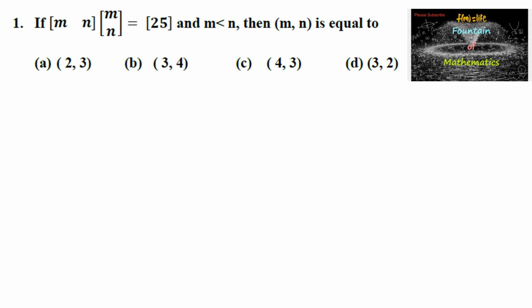If a row matrix Mn of order 1 by 2, and the column matrix of order 2 by 1, gives a single 1 by 1 matrix with element 25, where m is smaller than n, then (m, n) is equal to. So here we have the multiplication of matrices, a row matrix and a column matrix, and we can see that the multiplication is possible, 1 by 2 and 2 by 1.